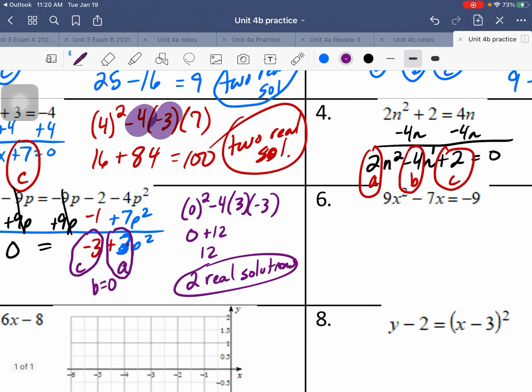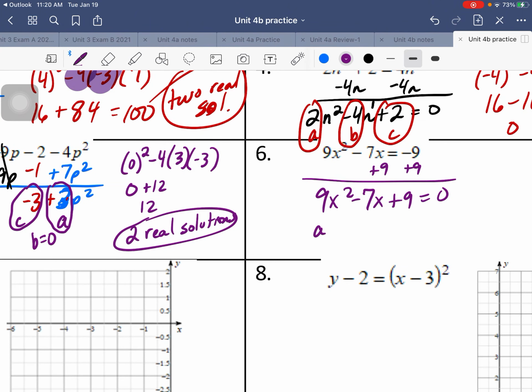Number 6, again, not in standard form. You don't always see it in standard form. Those are not like terms. I'm not lining up the negative 7x squared or negative 7x, I'm just trying to make room for the 9. We now see that A is 9, B is negative 7, and C is positive 9.